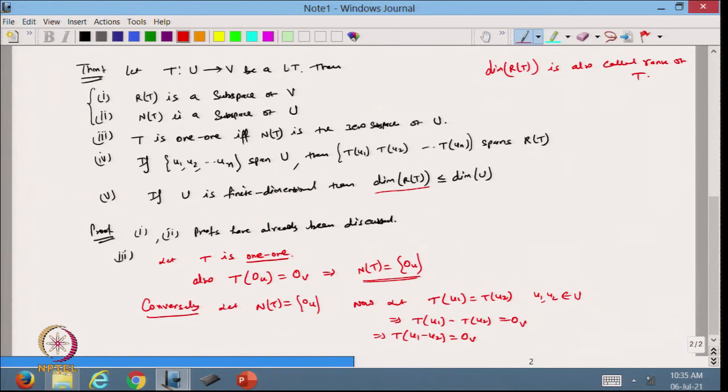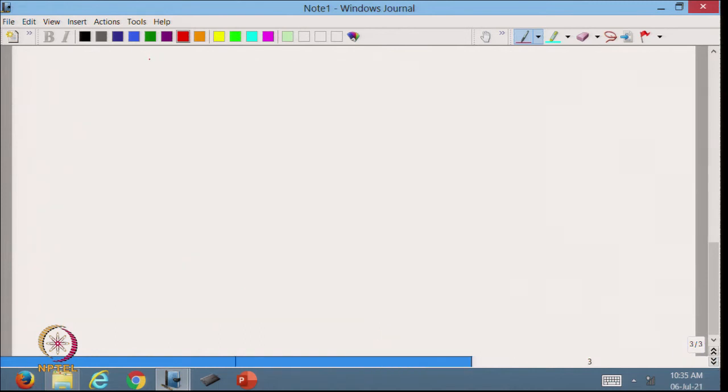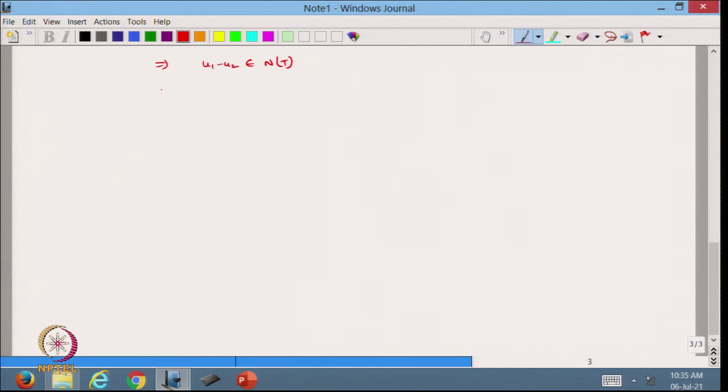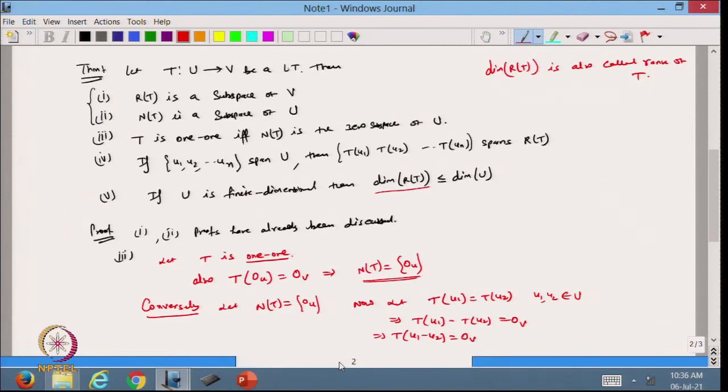Now, from here, it implies that U1 minus U2 belongs to the null space of T, because it is mapping to 0. But the null space of T contains just the 0 element. So, it implies that U1 minus U2 is equal to 0, and that shows that U1 is equal to U2. This is the way we can prove that T is 1-1.